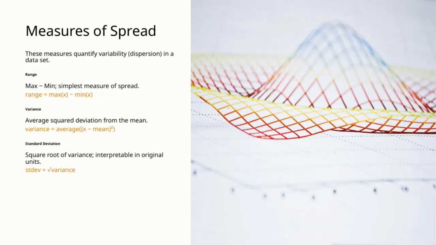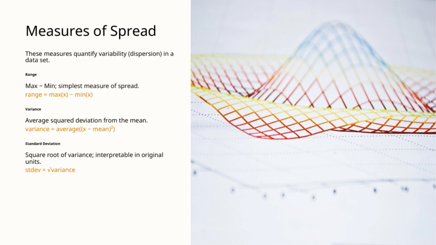Let's take a closer look at measures of spread in a dataset. First, we have the square root of the variance, which is the standard deviation. The key advantage here is that it's interpretable in the original units of the data, making it easier to understand what the variability actually means in real-world terms. The standard deviation is essentially the average squared deviation from the mean, and when we take its square root, we bring that measure back to the original units. The variance, on the other hand, is calculated as the average of the squared differences from the mean.